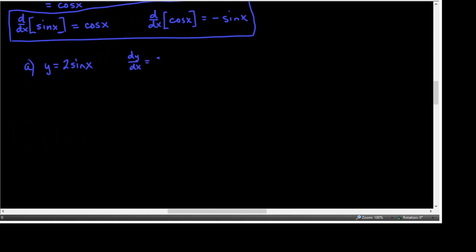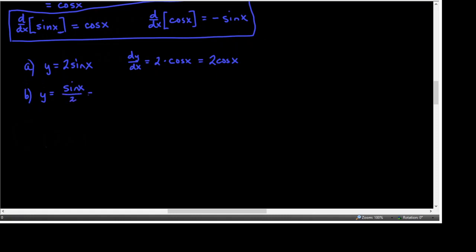Its derivative is going to be the constant times the derivative of the function. The derivative of sine of x is cosine of x. So our final answer is 2 cosine x. B. y equals sine of x, which is divided by 2.